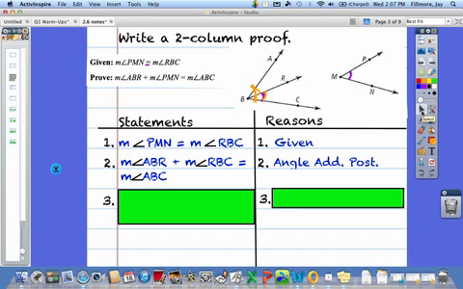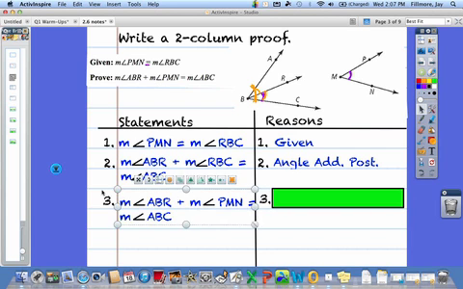Now again, if 3 is our last statement, we know it should be whatever we're trying to prove. So the measure of angle ABR plus the measure of angle PMN equals the measure of angle ABC. Now, what changed from statement 2 to statement 3 is the question. Well, the only thing that changed was the measure of angle RBC became the measure of angle PMN. That's the only thing that changed.